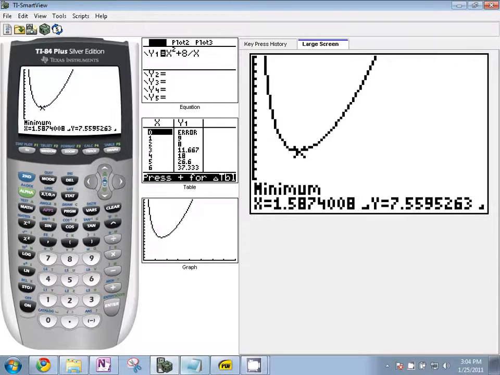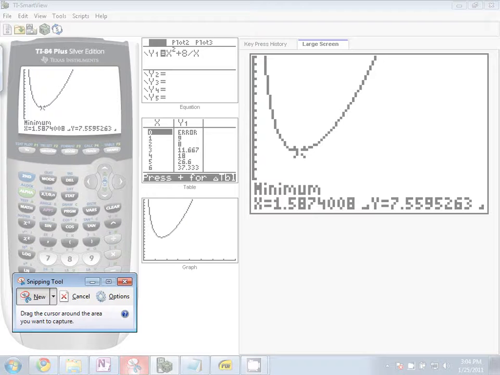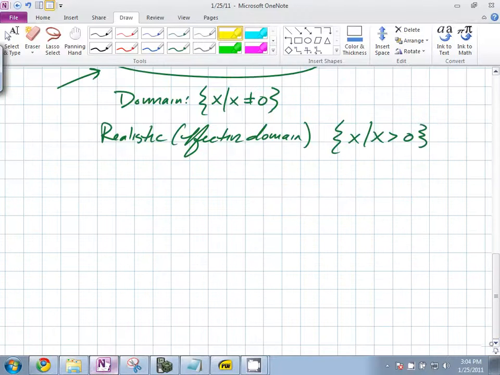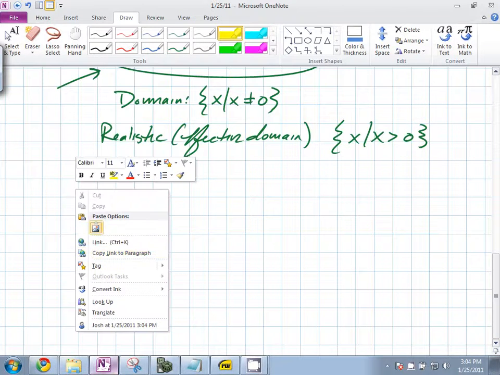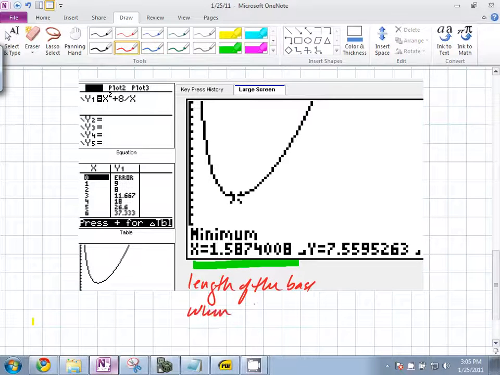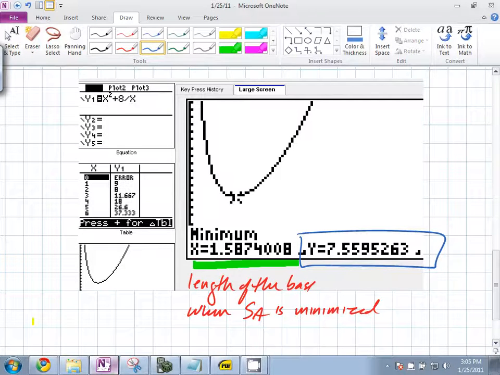So let's talk about what those numbers mean. What does the x value represent? We already said it. The x is the base, the length of the base. The x coordinate here represents the length of the base when surface area is minimized. What does this represent? That's the minimal surface area.